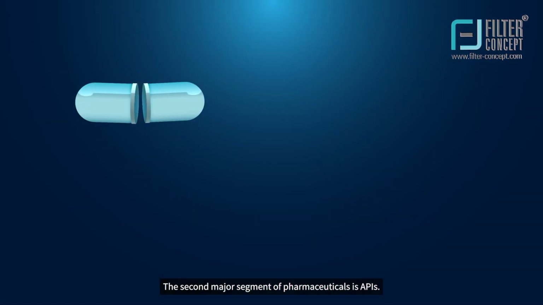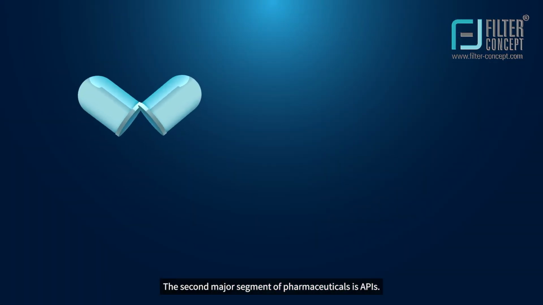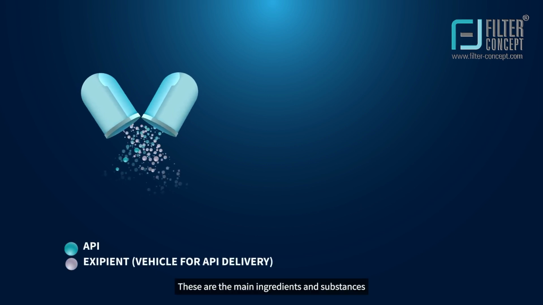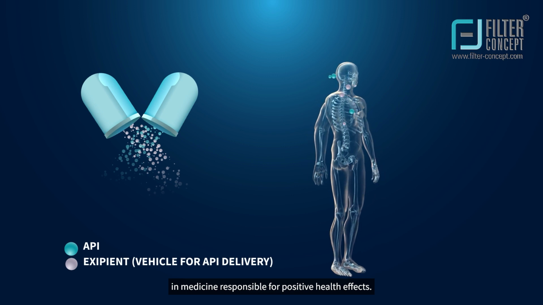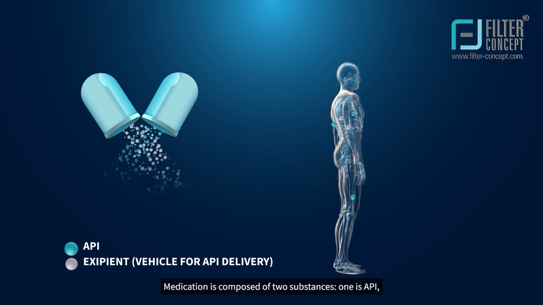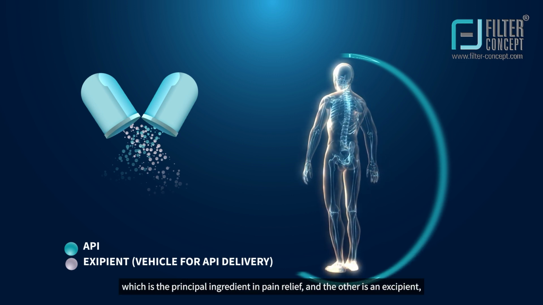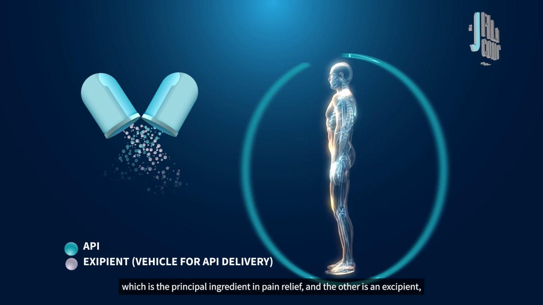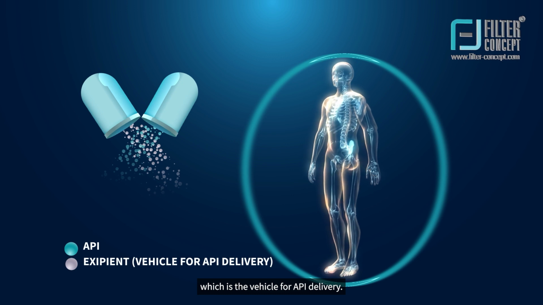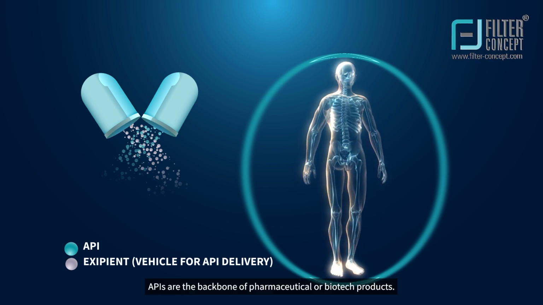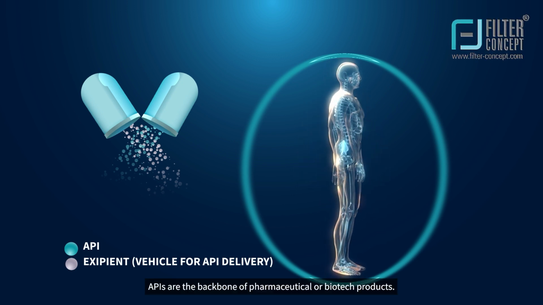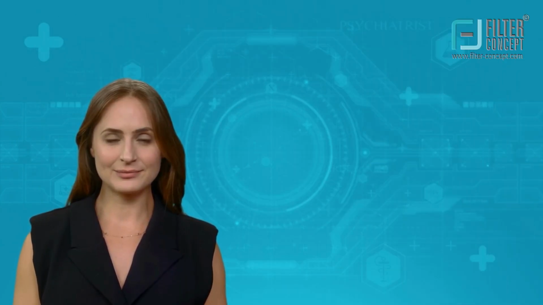The second major segment of pharmaceuticals is APIs. These are the main ingredients and substances in medicine responsible for positive health effects. Medication is composed of two substances. One is API, which is the principal ingredient in pain relief, and the other is an excipient, which is the vehicle for API delivery. APIs are the backbone of pharmaceutical or biotech products.